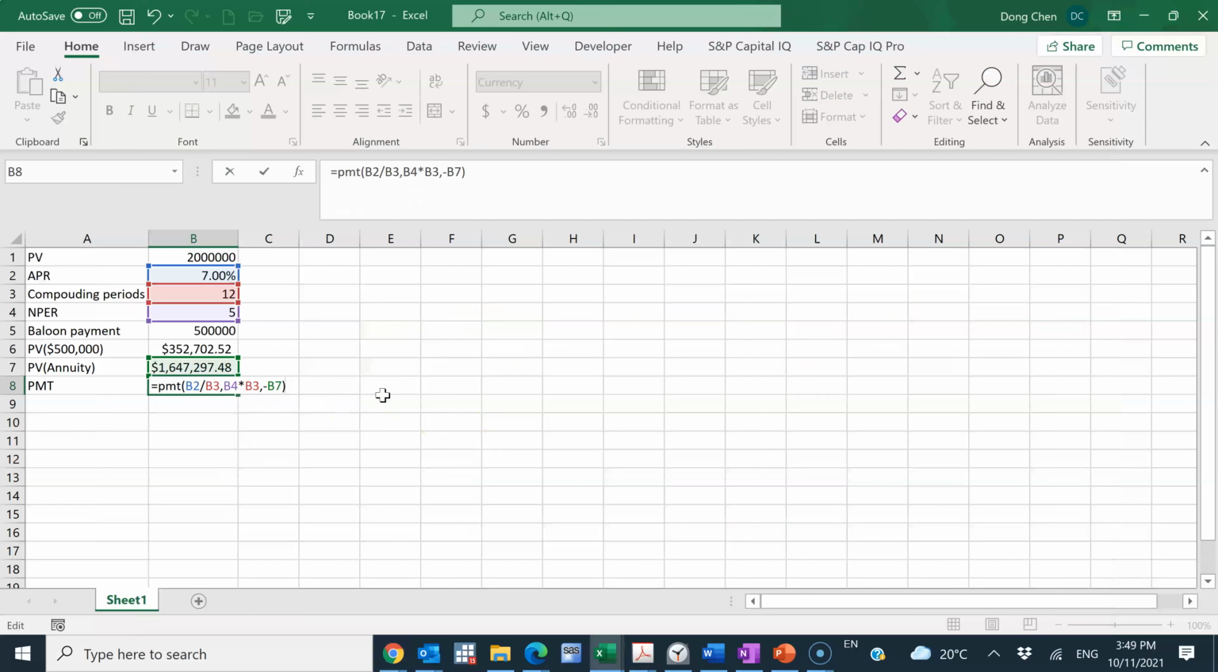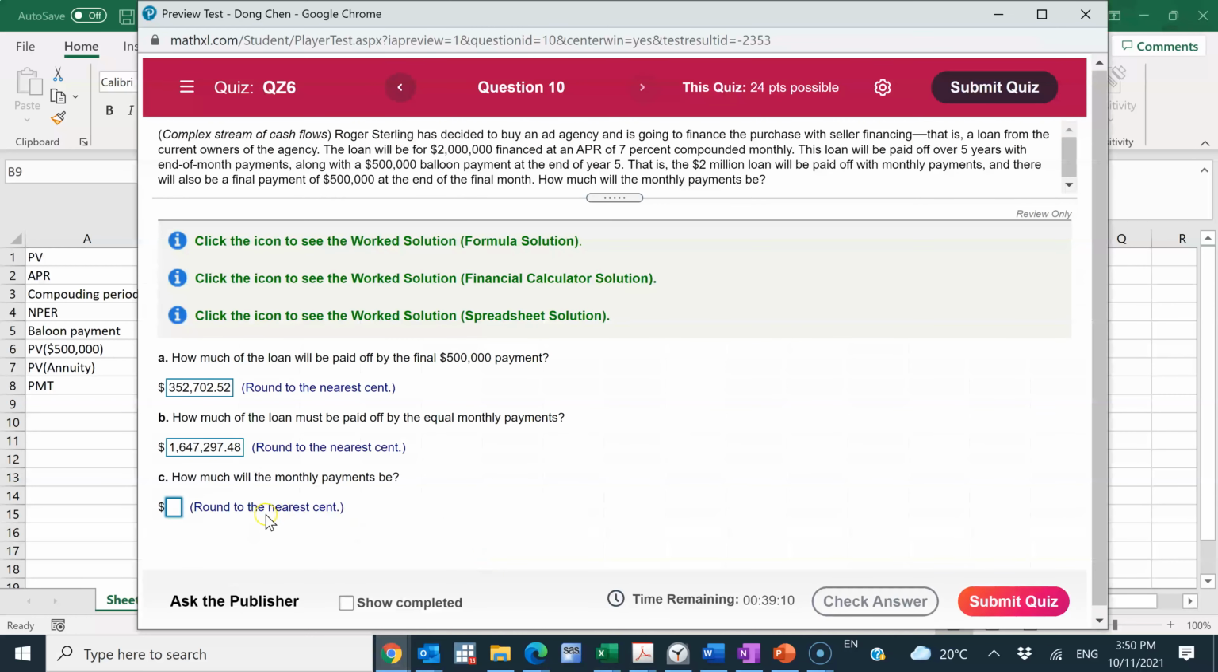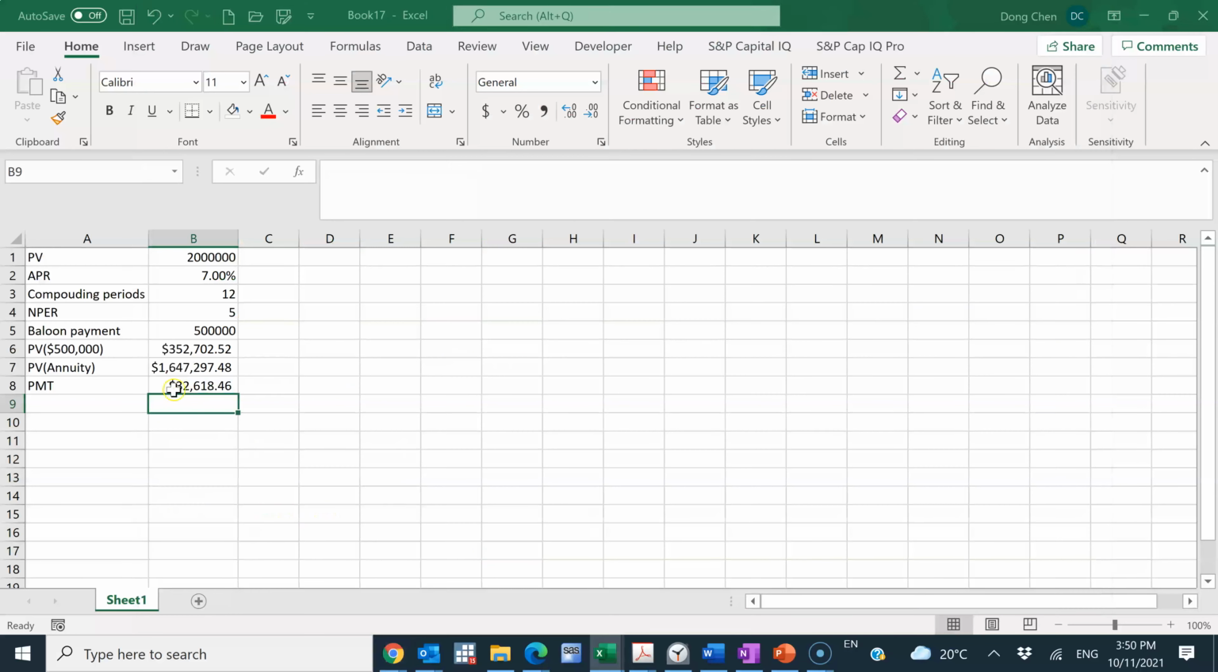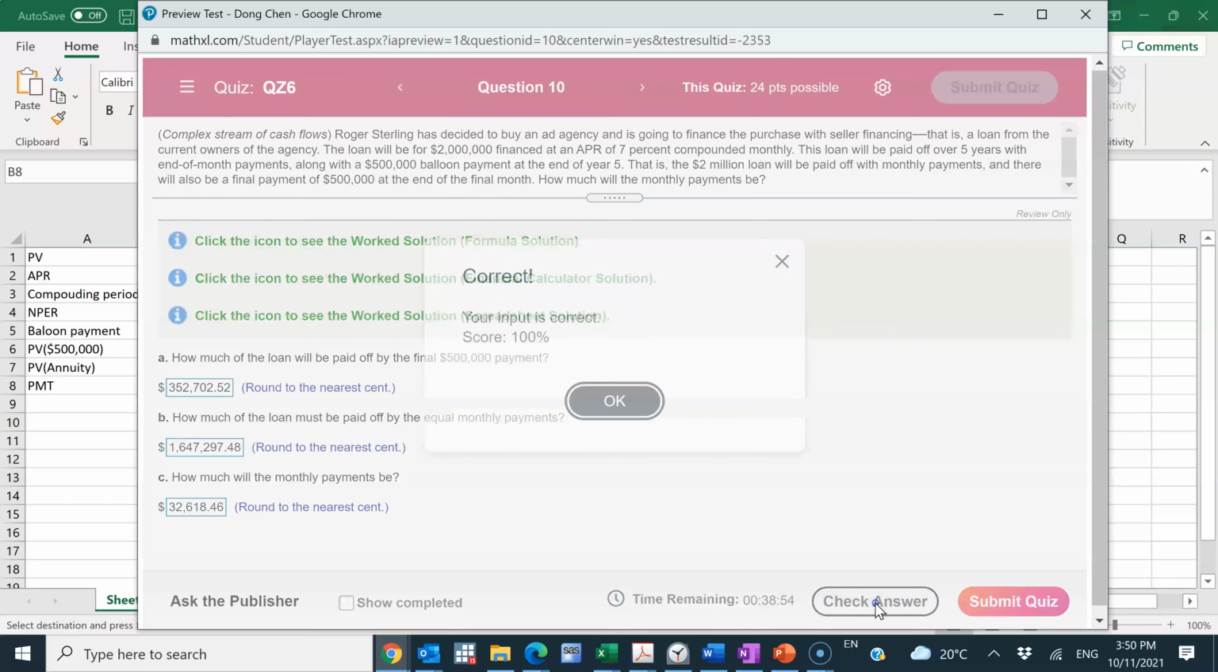So we can just close this function now. And again, I think I followed the rounding requirement to round to the nearest cent. So I can just copy this number back to get the loan payment, the monthly payments. So now I can check my answer. Okay, it's correct.